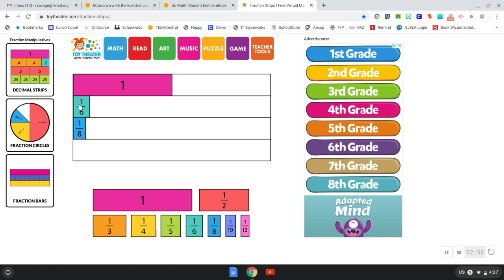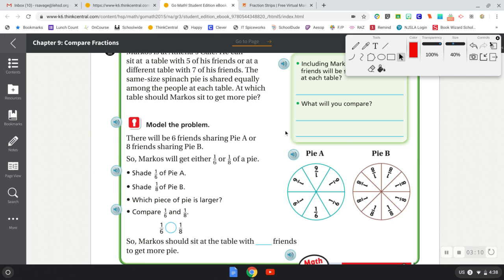If you're not thinking about that rule and you're just putting the pieces up, you can clearly see that 1/6, the teal colored strip, is larger than 1/8, the light blue colored strip. So I can tell from this that 1/6 is bigger than 1/8. So I'm going to get my drawing tool in here, and 1/6 is greater than 1/8.